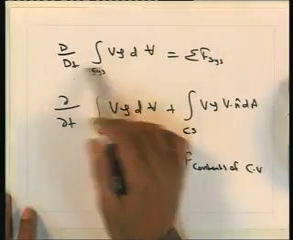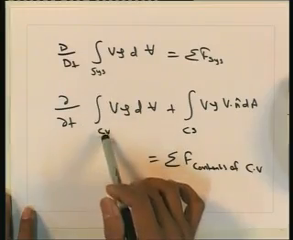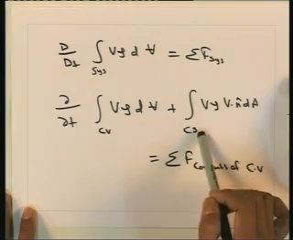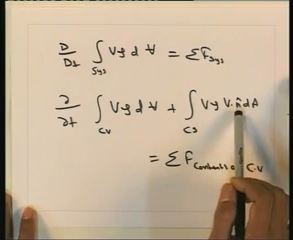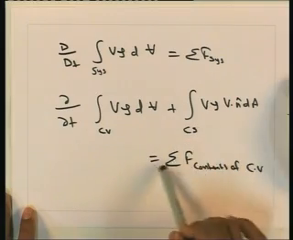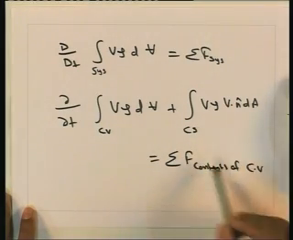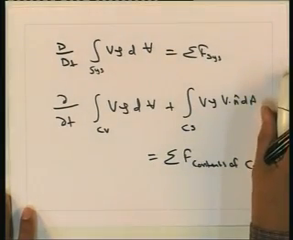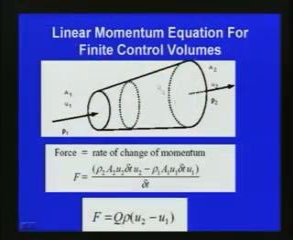So this term we can write as del by del t of the integral over the control volume, V rho dV, plus the integral over the control surface, V rho V dot n dA. That is equal to sigma F, the forces on the contents of the control volume. So this gives finally the equation we are looking for, the linear momentum equation for a finite control volume, derived based upon Newton's second law.